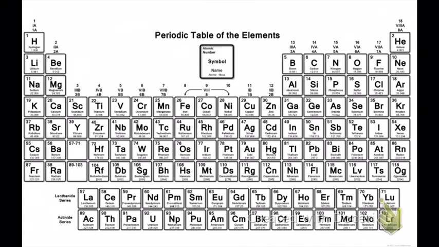Make sure that you know the symbols and names of the first 54 elements in the periodic table. Okay, so from hydrogen all the way to xenon, number 54. Including the elements gold, number 79, platinum, number 78, mercury, number 80, and lead, number 82.